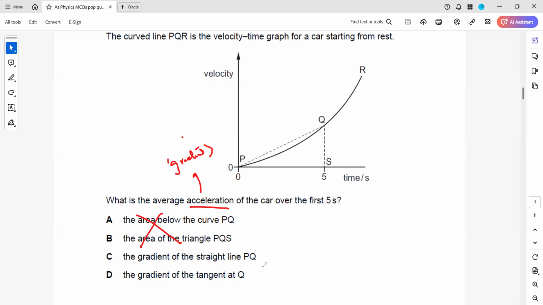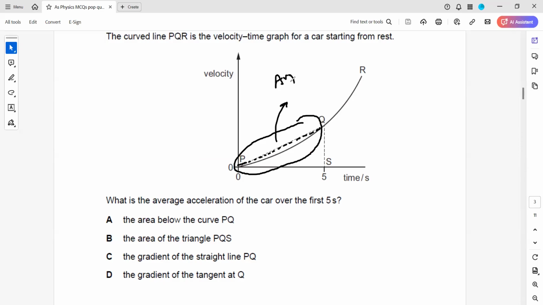Now, two options are left. If you read the question, it's written average. As you can see, the slope is continuously changing. In the beginning, it has a lower gradient, and as it moves, it gets steeper. So the gradient, or the slope, is continuously changing. So if we need an average acceleration, we need the gradient of this part only, from P to Q. If we take the gradient of this section of the graph, we will get an average acceleration.